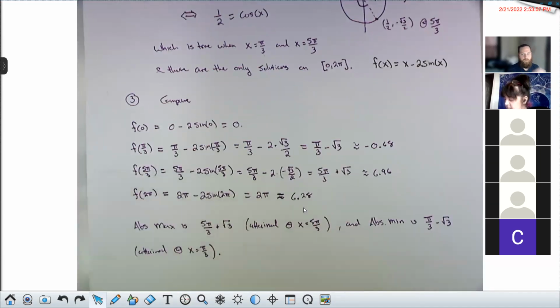I have a question. Yeah. So we were saying earlier that our endpoints, we're not considering them to be extrema, but we're using the 0 and the 2 pi in this process. So we don't consider endpoints to be local extrema. That's true. But they can be absolute extrema. Okay, cool. Thank you. Yeah, no problem.